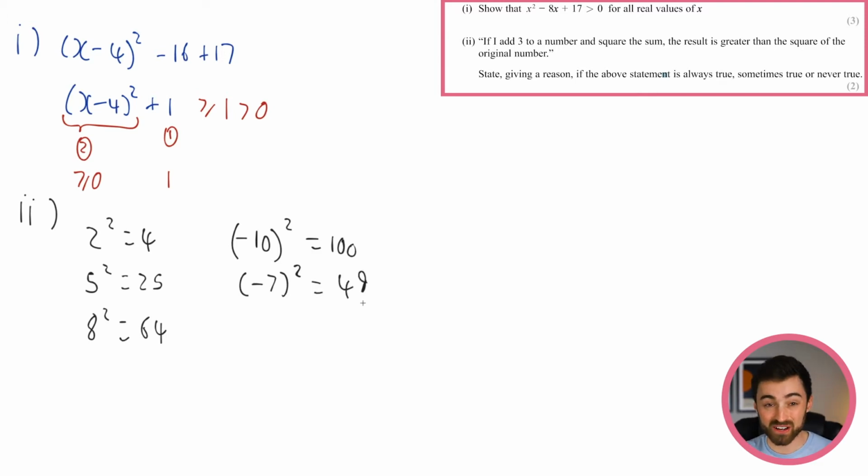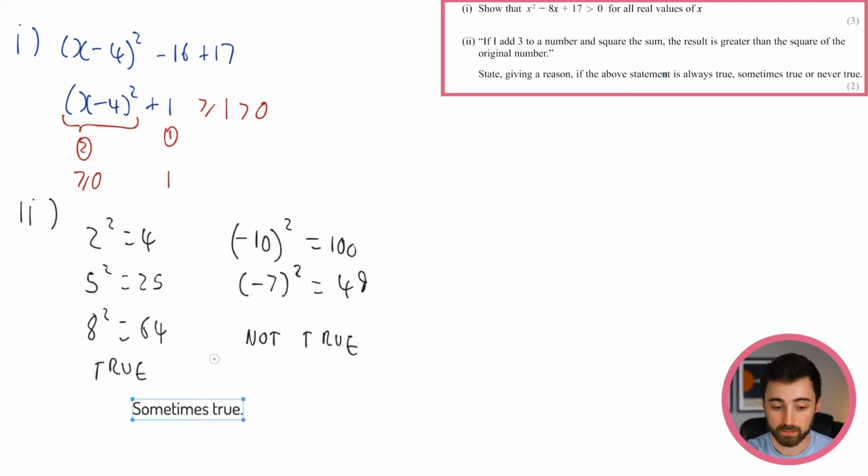So that one doesn't work, does it? So our statement is true here, but it's not true here. If I have these negative numbers, and I add 3 to this, the magnitude or the size of this number is actually smaller. So when I square it, it's a smaller number. So it's not true here, is it? So if there are times when it's true and times when it's not true, then my final answer is just going to be it's sometimes true, isn't it? And that should do it for question 2.